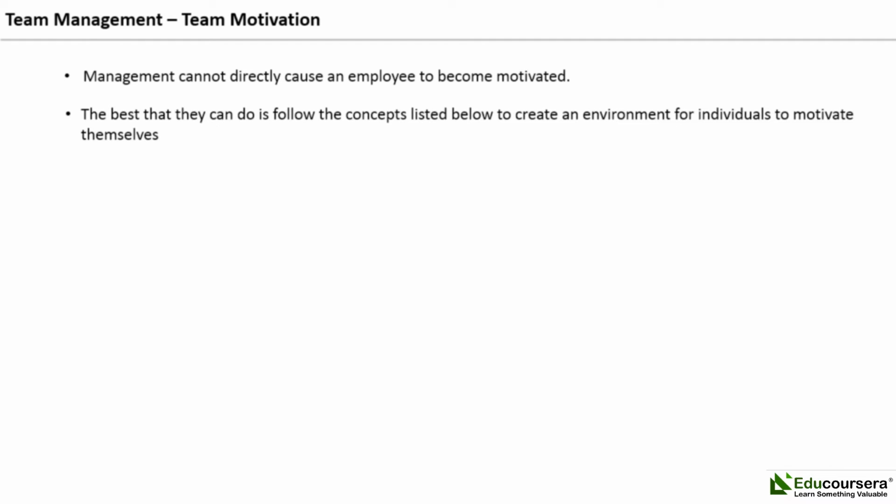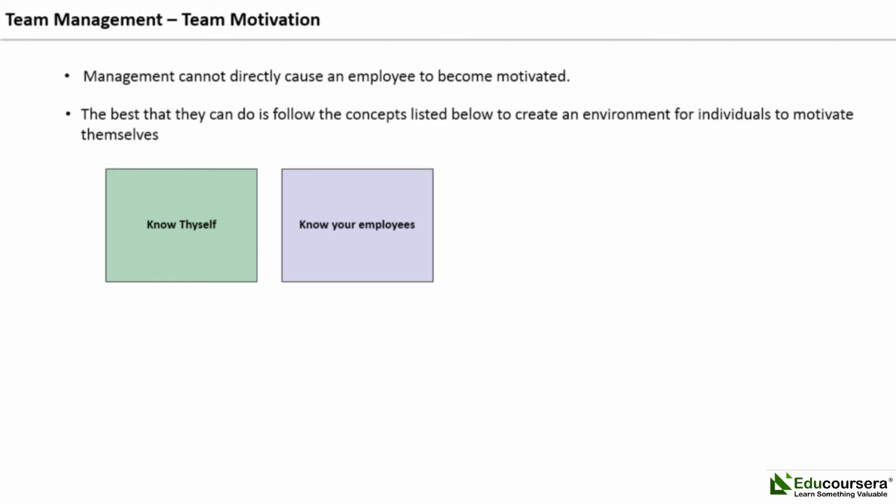Kinney, 1993, suggests that management cannot directly cause an employee to become motivated. The best that they can do is follow the concepts listed below to create an environment for individuals to motivate themselves. Know thyself. Managers must understand their own motivations, strengths, and weaknesses. Know your employees. A motivating manager knows their most valuable resource is people. They should talk to and listen to them.